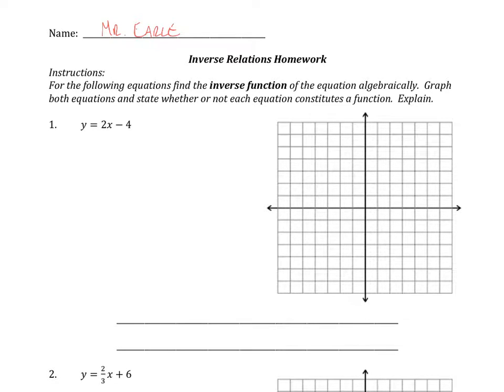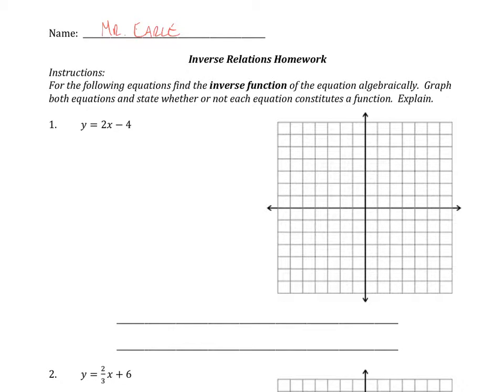So for tonight's homework, you're going to be finding inverse functions again, but this time we're going to be using equations that are given rather than just relations of points or the graph. So instructions say that for the following equations, we're going to find the inverse function of the equation algebraically. So that's our third method. We can do it graphically now, we can do it with the table, and now we can do it algebraically. Graph both equations and state whether or not each equation constitutes a function.